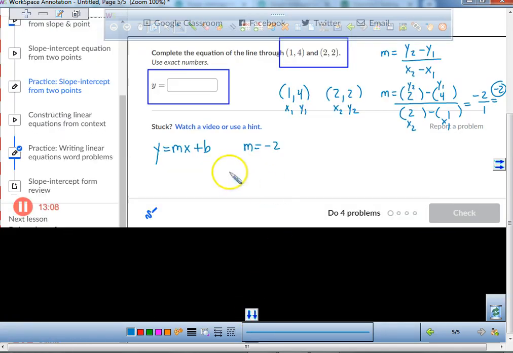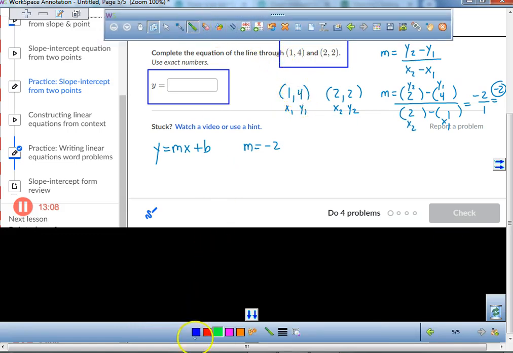All right, so now I'm going to use slope-intercept form, and I'm just going to use the ordered pair 1 and 4. What does 1 represent? My x value. 4 represents my y value. So I'm going to highlight them, so hopefully you'll see what I'm doing here. This is my x value. This is my y value.